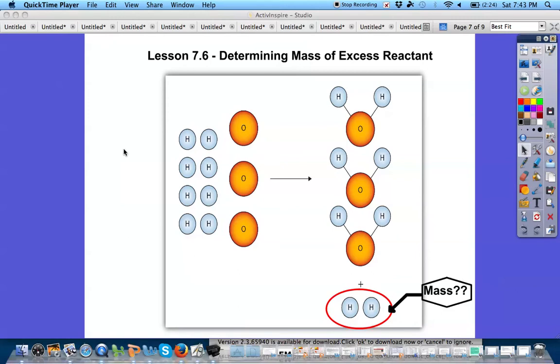Hello, this is Mrs. Sargent, and this is lesson 7.6, Determining the Mass of Excess Reactant. This lesson is not in your Unit 7 packet, so you'll just need to take these notes on a piece of notebook paper. We did this in class if you were absent.